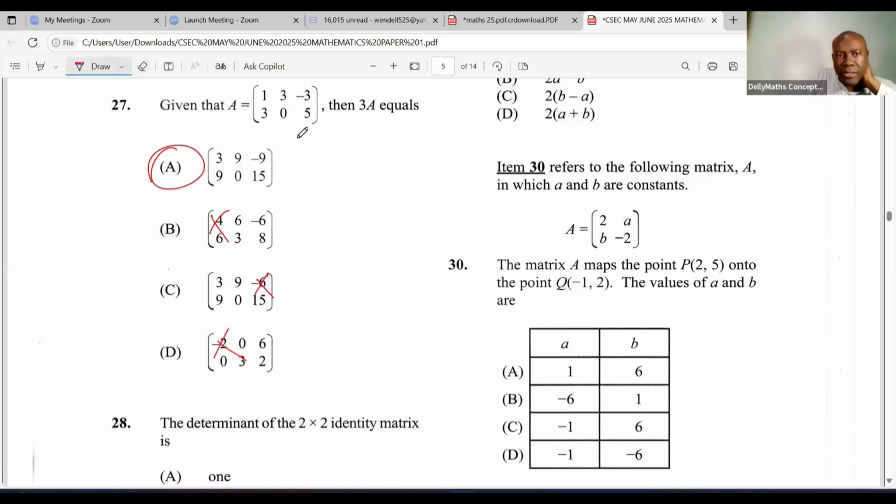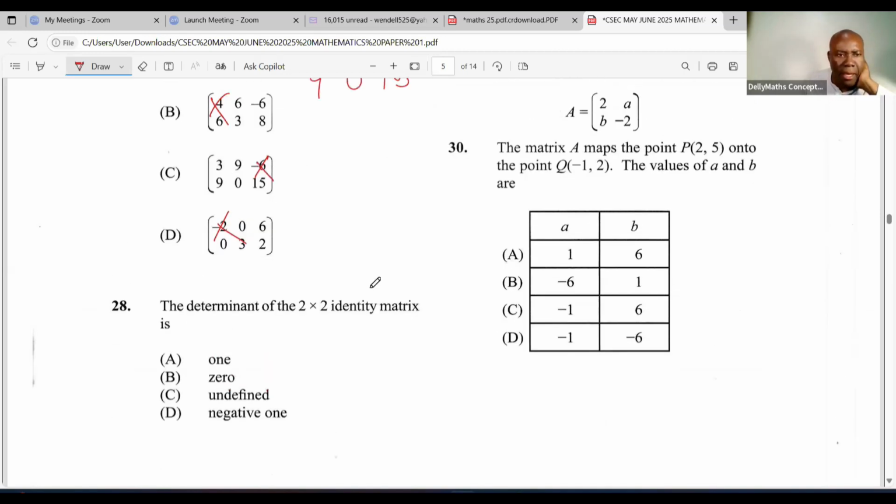So what you're looking for is 3, 9, negative 9, 9, 0, 15. You're looking for that. All right. As well as you could go fast. It's up to you.